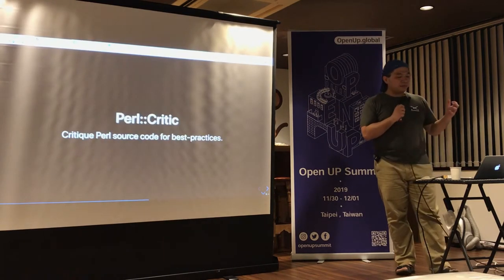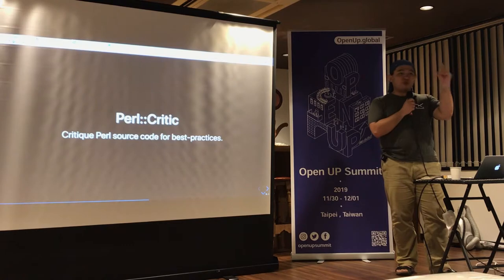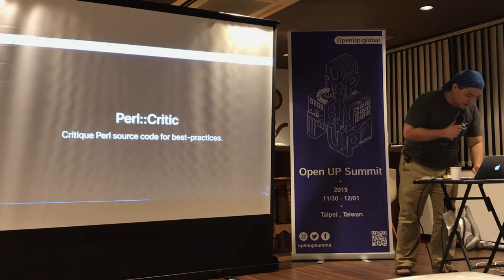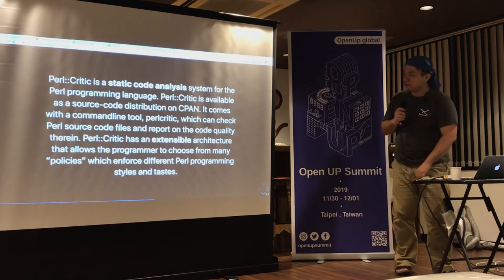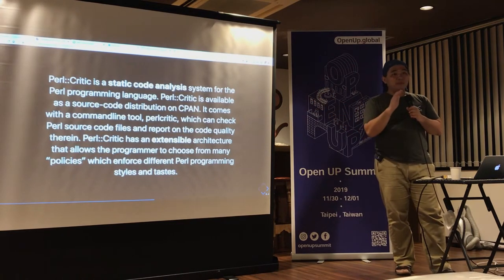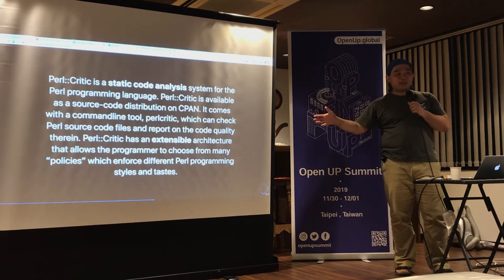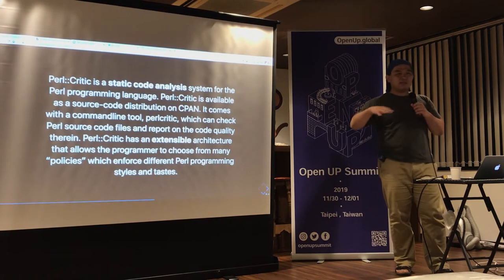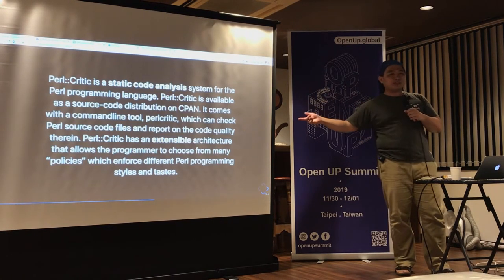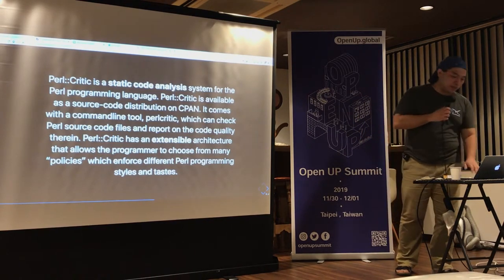Okay, so Perl Critic is, I think, one of the best things we have in the Perl community. It's really a critique, it shouts at you, saying you're doing this wrong. I'm going to have a nice demo later. The point here is that it is a static code analysis system. It does not compile code, it just scans through the tokens. But it's extendable, so you can write your own plugins and your own rules. Like if your team decides we should have 7 spaces, you can write a plugin to make sure there are 7 spaces in the right place. Okay, that makes sense.